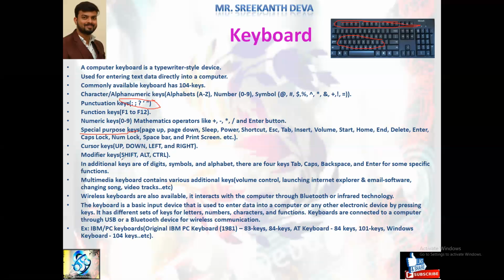Okay, see, I mentioned here in very short form all these points, right? Character alphanumerical keys, some punctuation keys, numerical keys, mathematical operations, special purpose keys. Cursor keys, up, down, left, right, these are all called arrows in a keyboard. Modifier keys: shift, alt, control. Additional keys are also there, like digits, symbols, alphabets, tab key, caps lock, backspace, enter. These are some additional keys we are generally using while giving instructions to a machine.